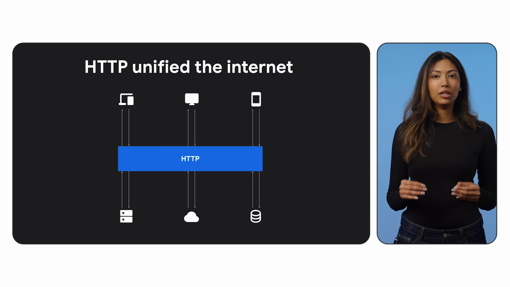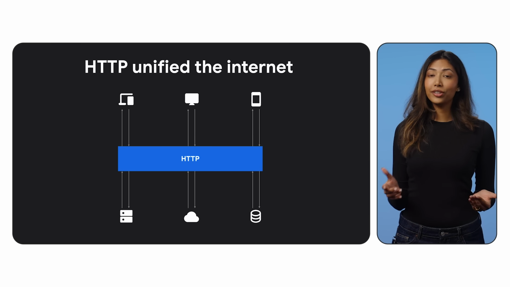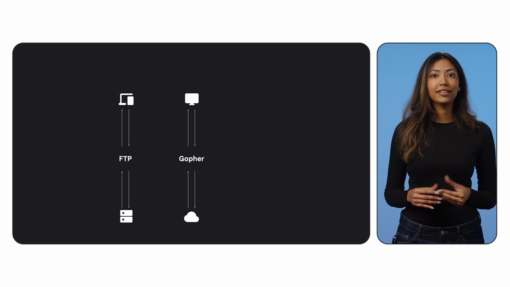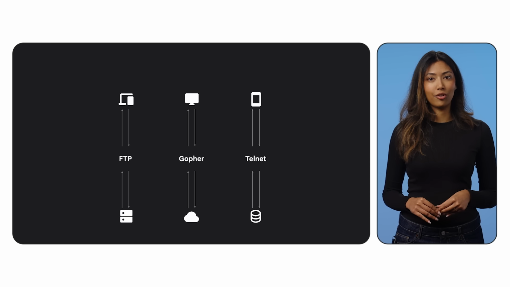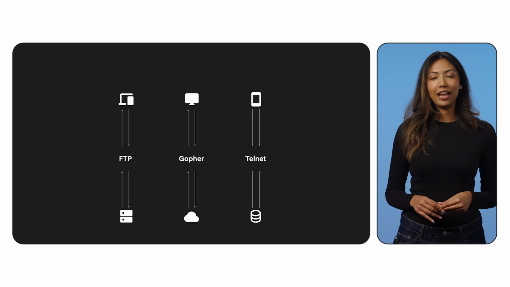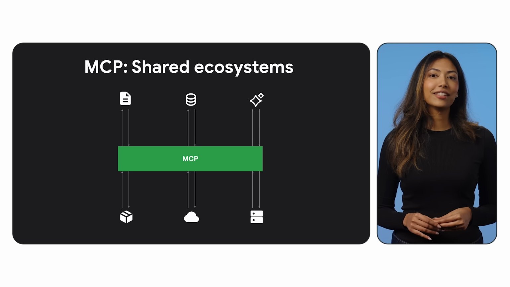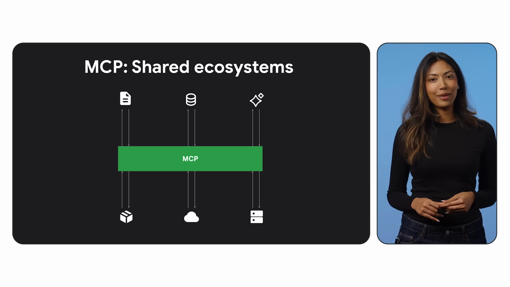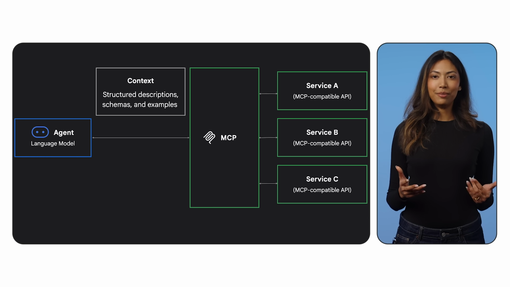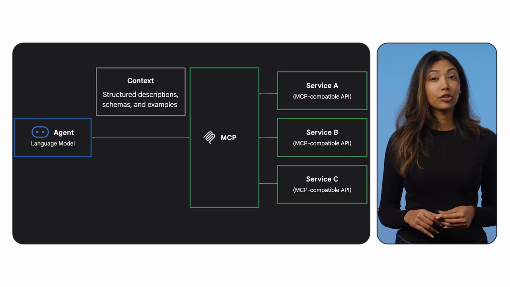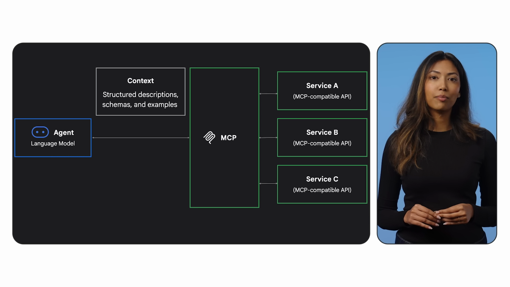Here's where it all comes together. Think about the moment when HTTP unified the internet. Before that, every service had its own protocol, from FTP, Gopher, Telnet, which are all different internet protocols. Once the web standardized on HTTP, suddenly everything became interoperable. MCP is doing the same thing for AI agents. Instead of each company inventing its own plugin format or integration layer, MCP provides a single open protocol that any model can understand. You build your connector once, and any compliant model can use it.